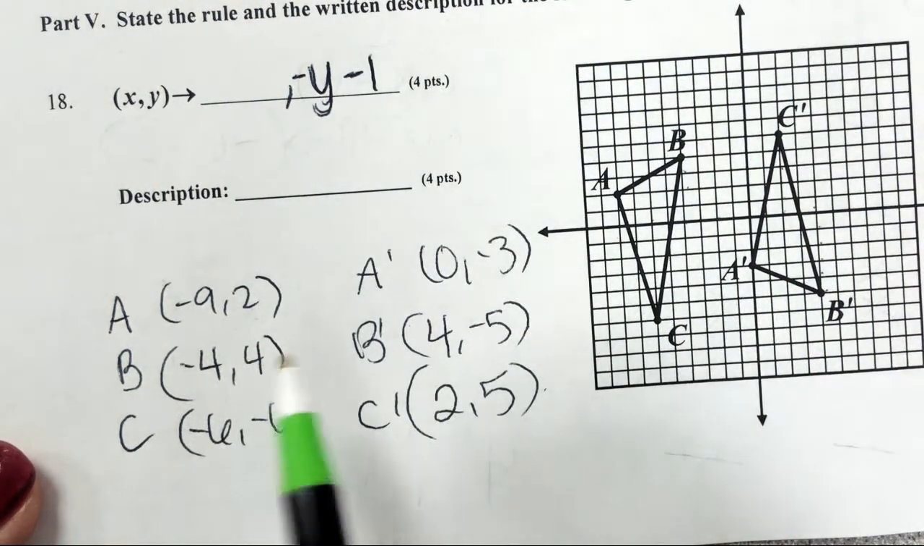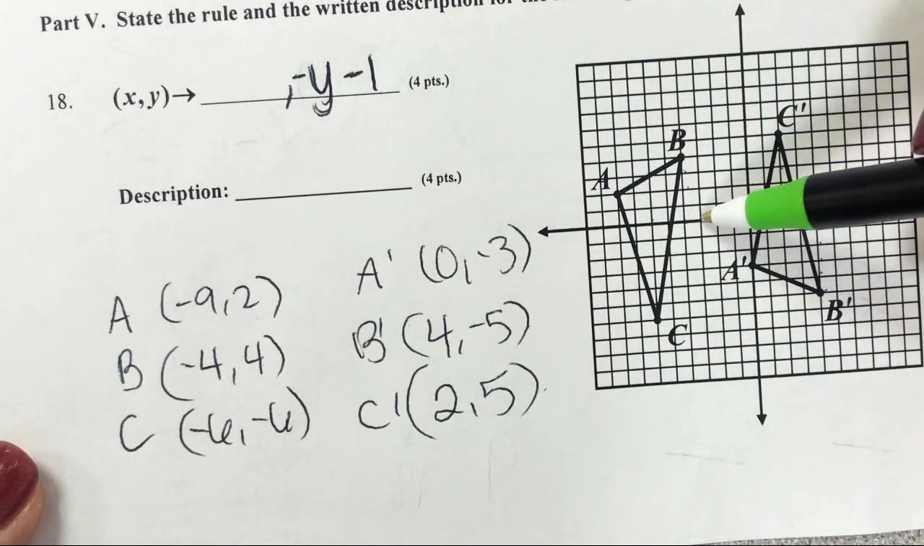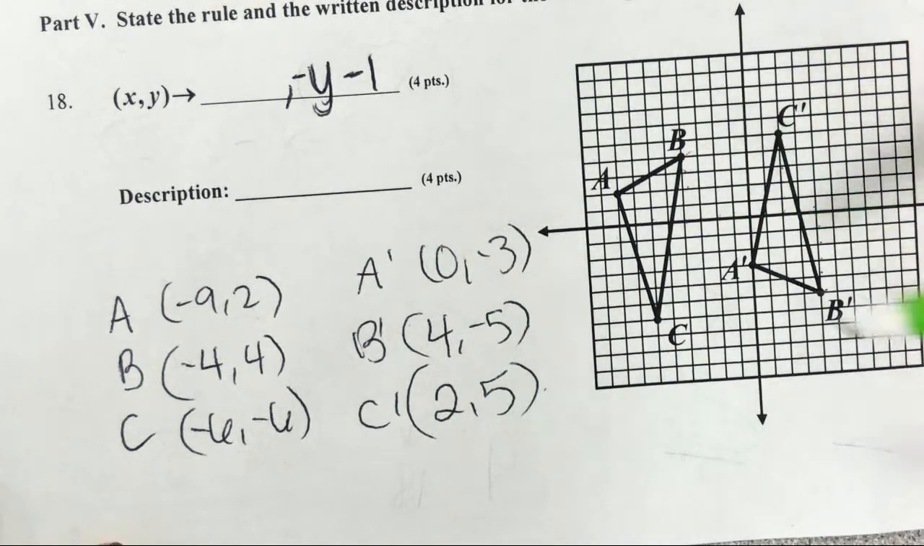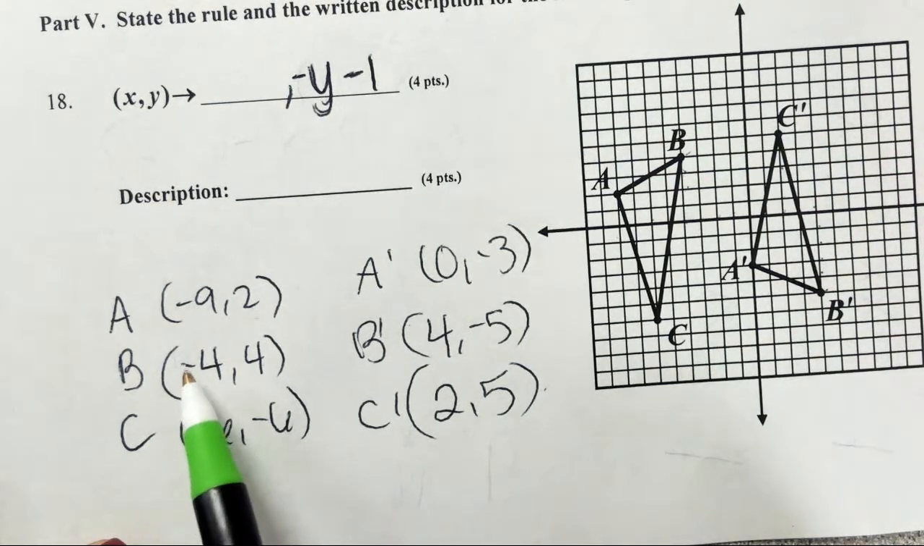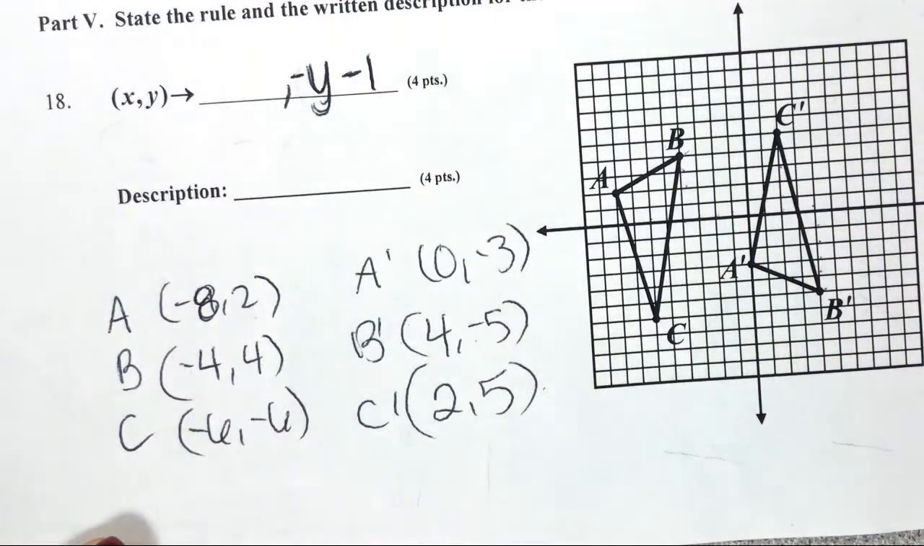My x's, though, I think I counted one wrong. Let's see. 1, 2, 3, 4. 1, 2, 3, 4. That's right. Because this just changes from positive to negative. Oh, I think A is 8. That's why. Okay, that fixes it.